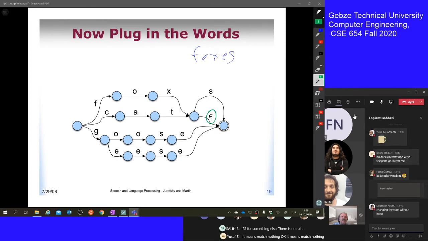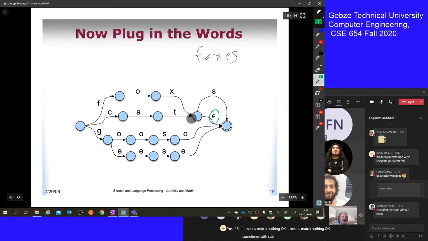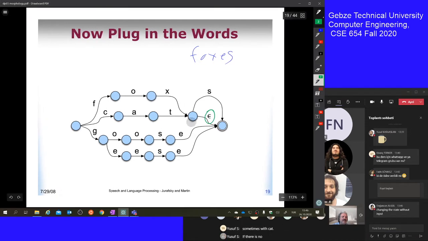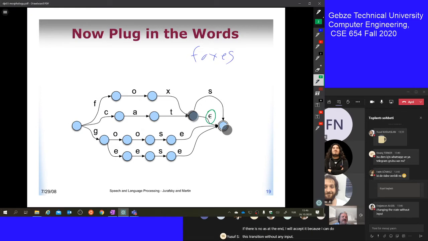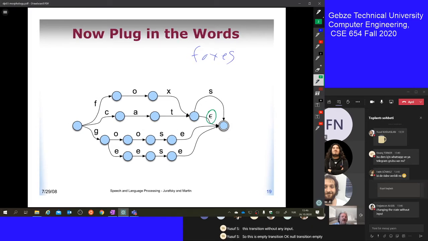Sometimes with cat, if there is no S at the end, I will accept it because I can do this transition without any input. So this is an empty transition, a null transition. I don't need to read the input to take this transition. So this makes this finite state automata a non-deterministic finite state automata.